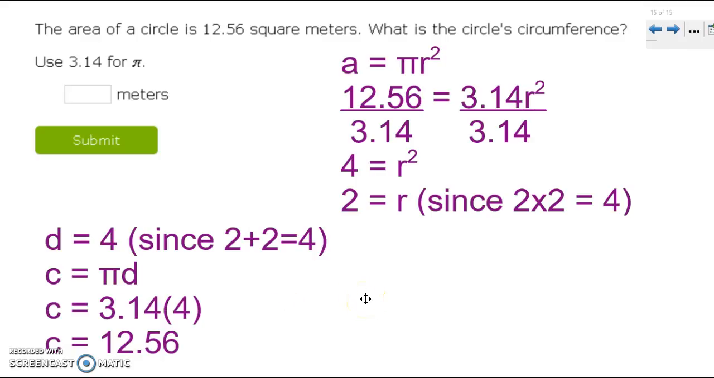Now this is one of the higher level questions that you will come across. If you have any questions as you're working, please make sure you ask your teacher in class or review the questions in this video again.